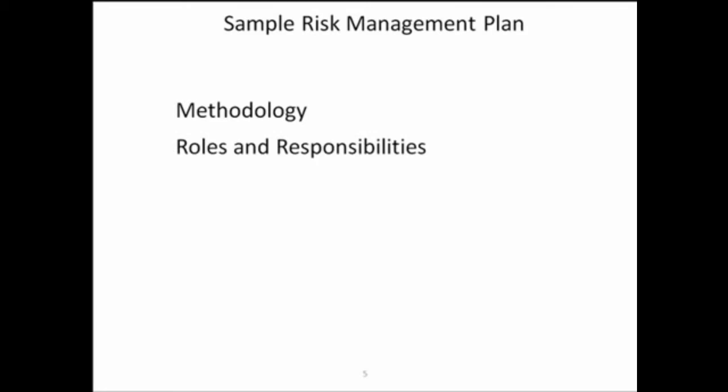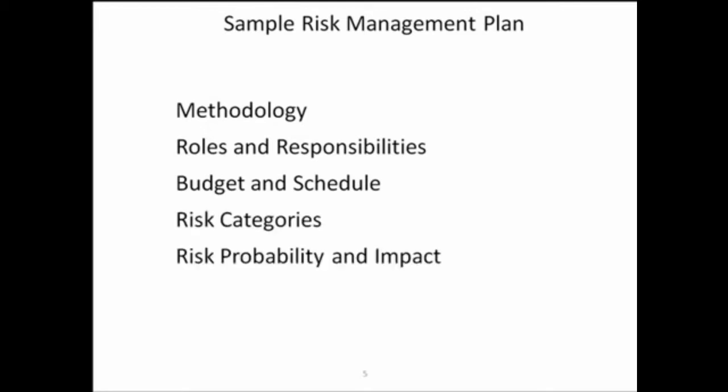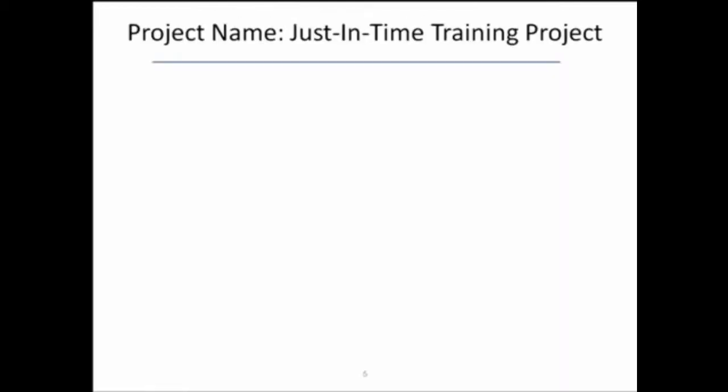The elements of a risk management plan are the methodology, roles and responsibilities, budget and schedule, risk categories, risk probability and impact, and risk documentation. Let's take a look at each of these. The name of the project in our case was Just-in-Time Training Project. That was the example that we've been using all semester.